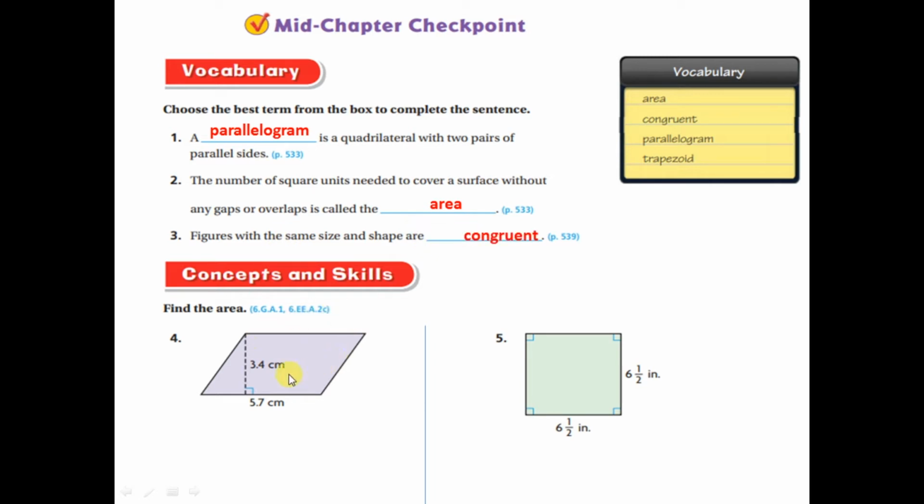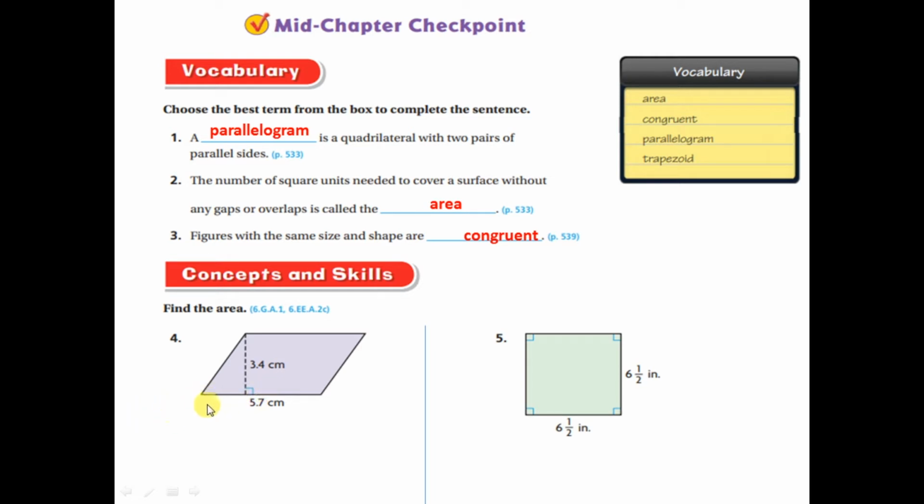This shape is a parallelogram. It has 2 pairs. This is a pair and this is a pair of parallel sides. So this side and this side are parallel, and this side and this side are parallel. So let's find the area of this shape. What is the formula here?